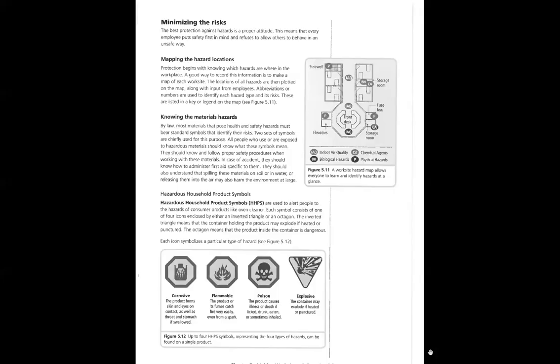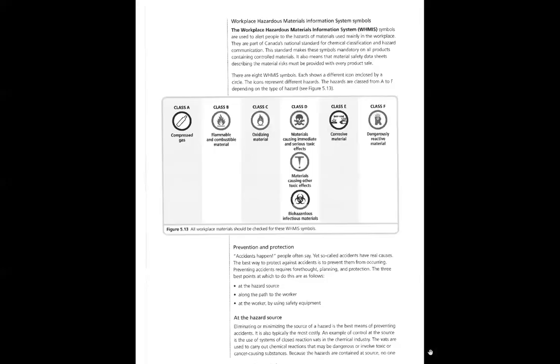Minimizing risks in the workplace, knowing the hazardous household product symbols, HHPS symbols, what each of them mean, and what to do if you come across them. We went through WHMIS just briefly. I would highly suggest to everybody, if you haven't done so already, go do some WHMIS training. And we looked at the WHMIS symbols, and we looked at what we can do to prevent accidents from happening and what to do if they do happen.